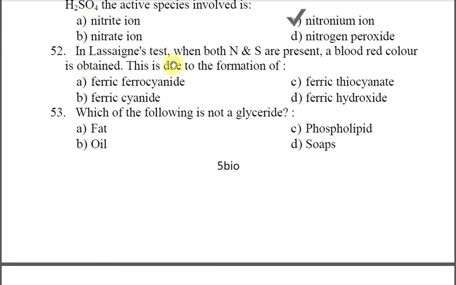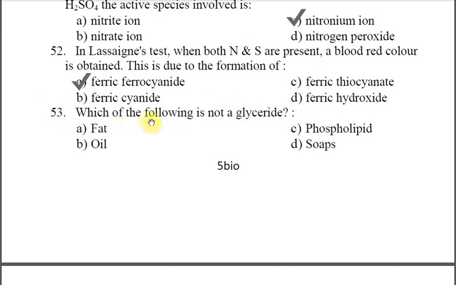52. In Lassaigne's test, when both nitrogen and sulfur are present, a blood red color is obtained. This is due to the formation of A. ferric ferrocyanide, B. ferric cyanide, C. ferric thiocyanate, D. ferric hydroxide. And the correct one is A, ferric ferrocyanide.